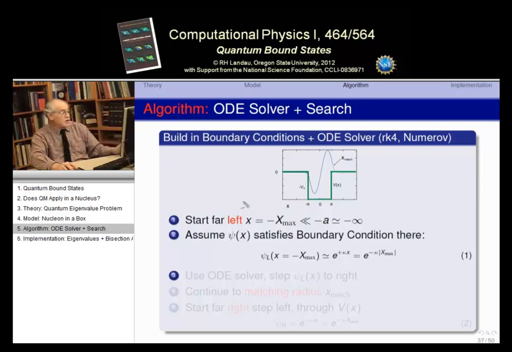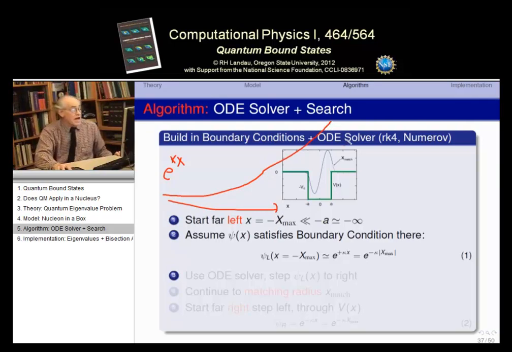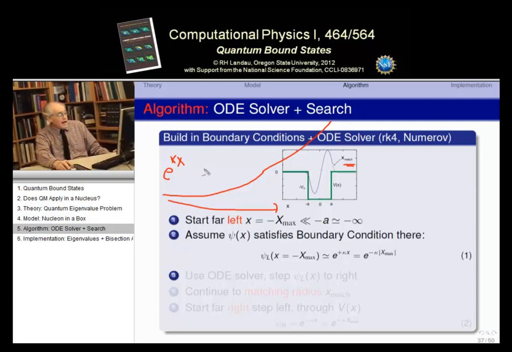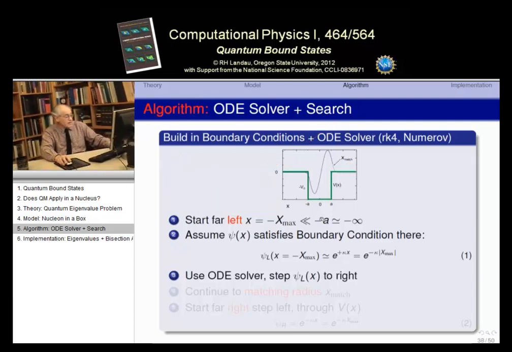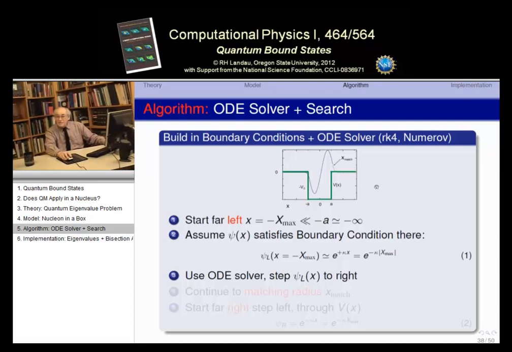So on the left here, we assume e to the kappa x, x is negative, good, and we integrate in. So that's good. This is a function which grows, and we integrate into that point. Very good. Okay. And this point here is called the matching radius. You can see here, it's right there where the two solutions match up. Very good. Okay. Of course, once we get inside the well, this can wiggle, but outside it has to be smooth.